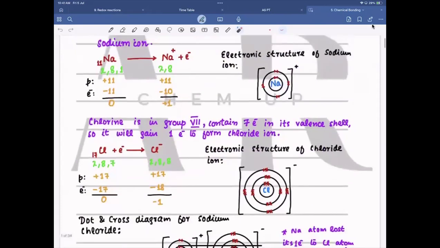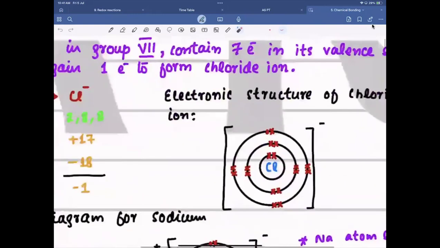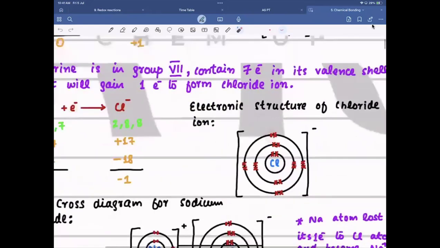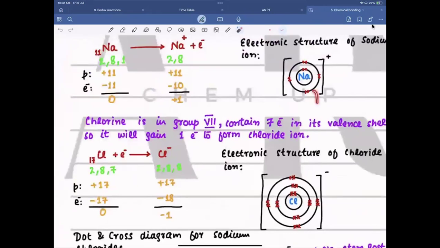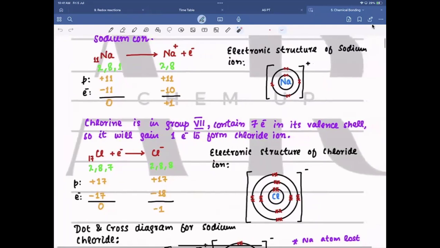Here I show the electrons with dots, and here I show the electrons with crosses. As you see, I made one electron with a dot, so this electron represents that it comes from the sodium atom. Is this clear? That is the electronic structure of a chloride ion.